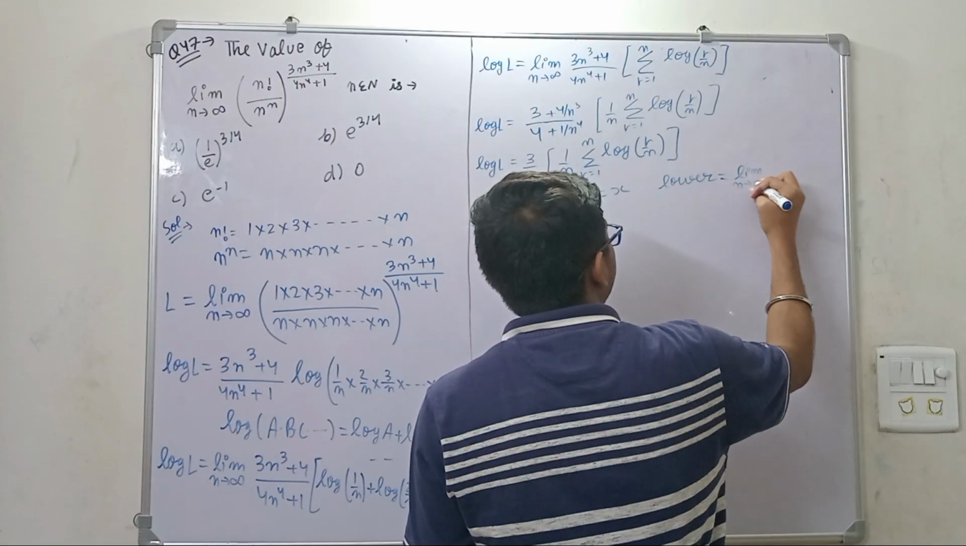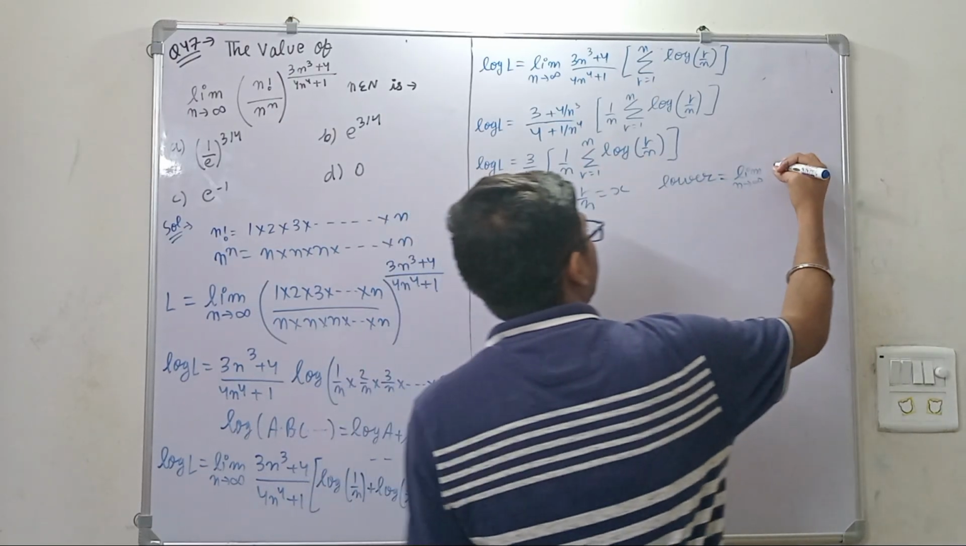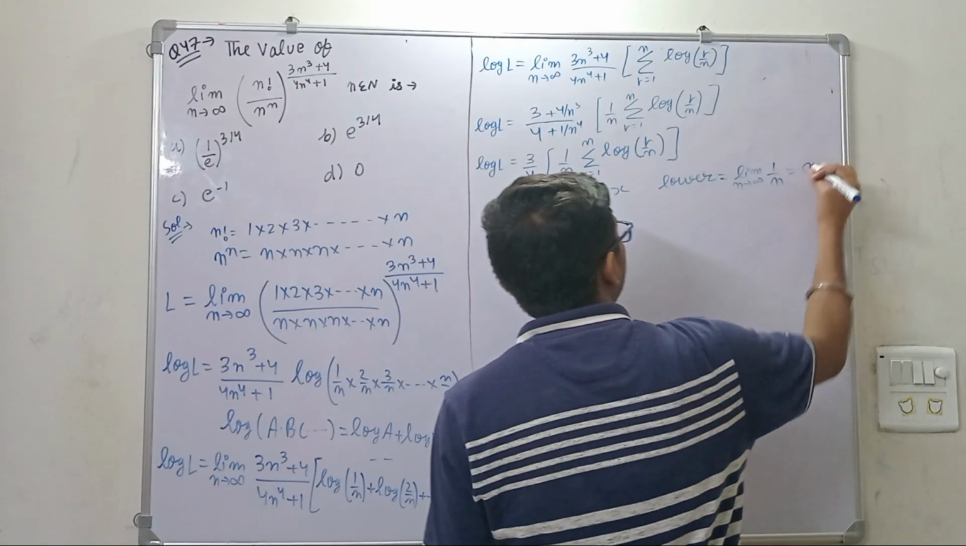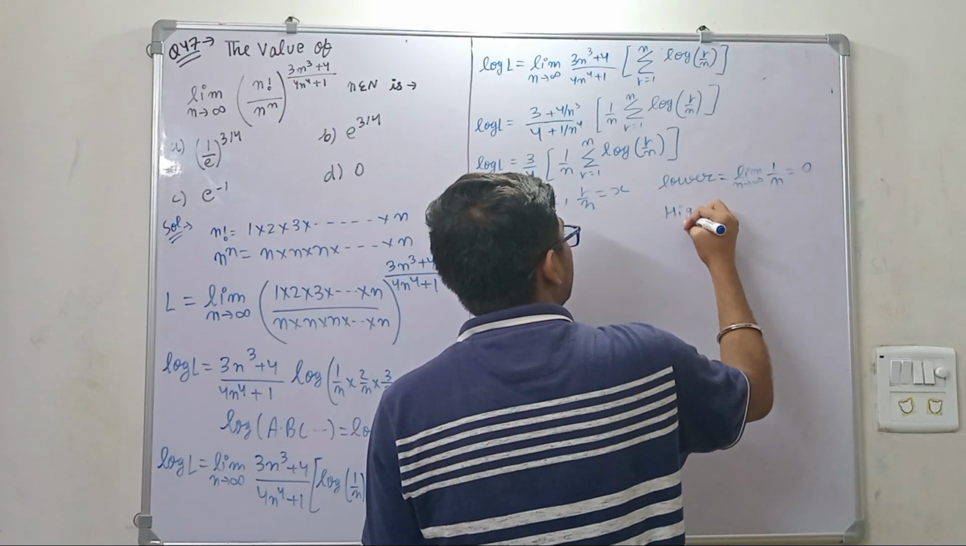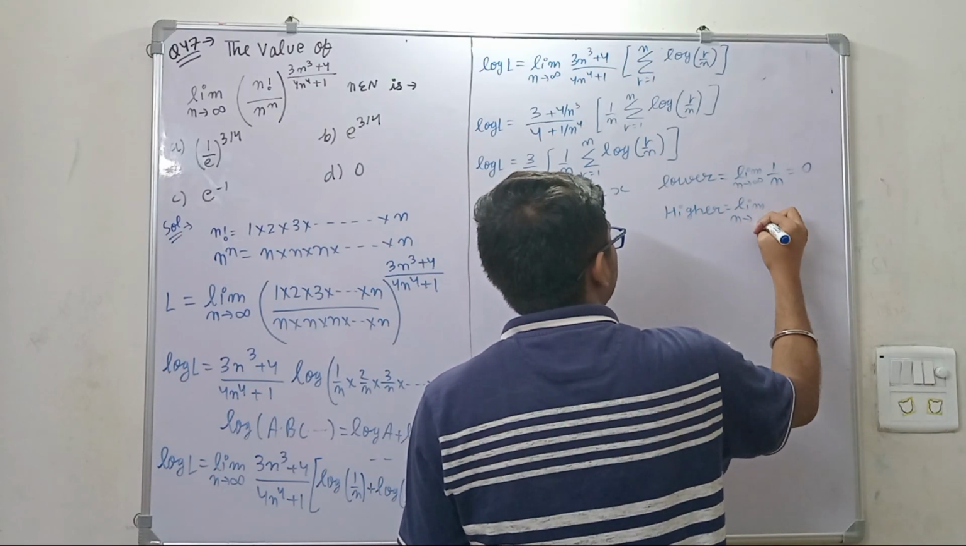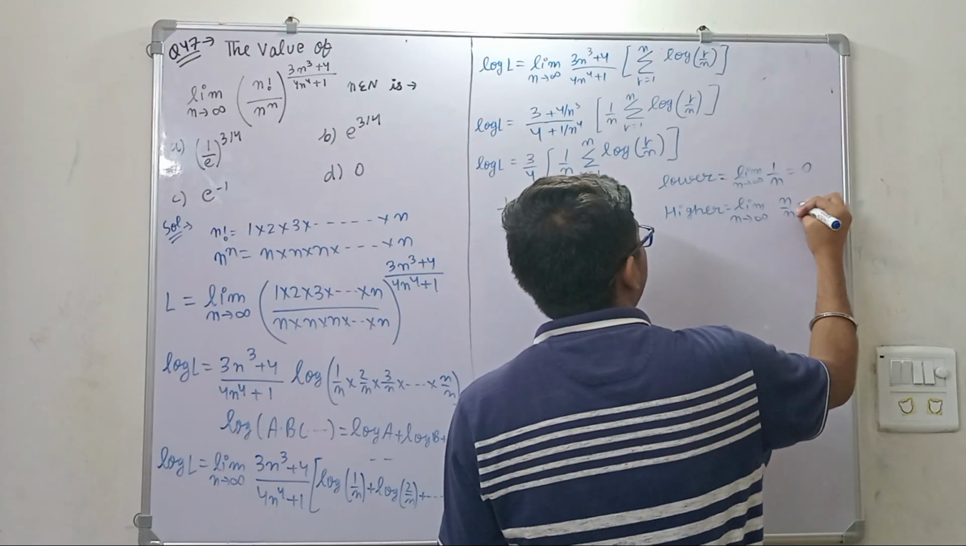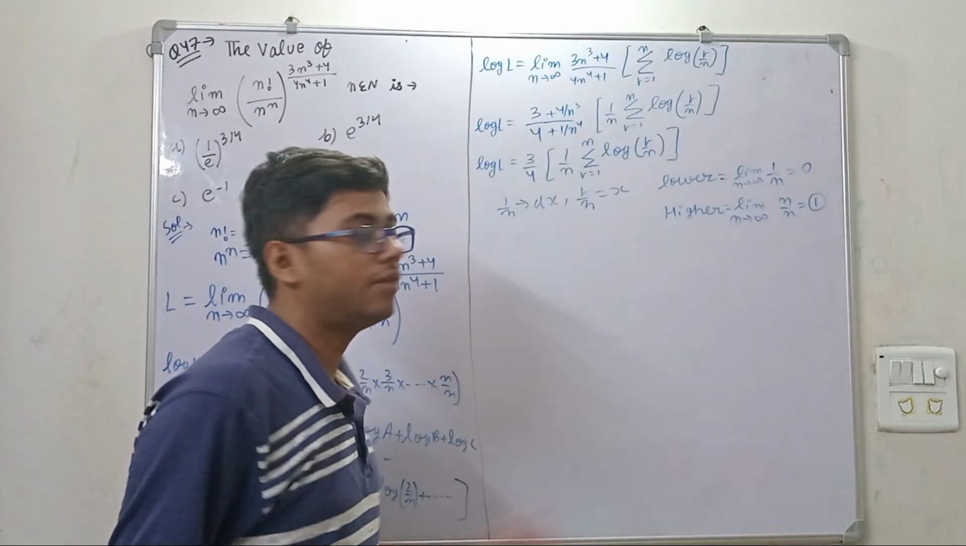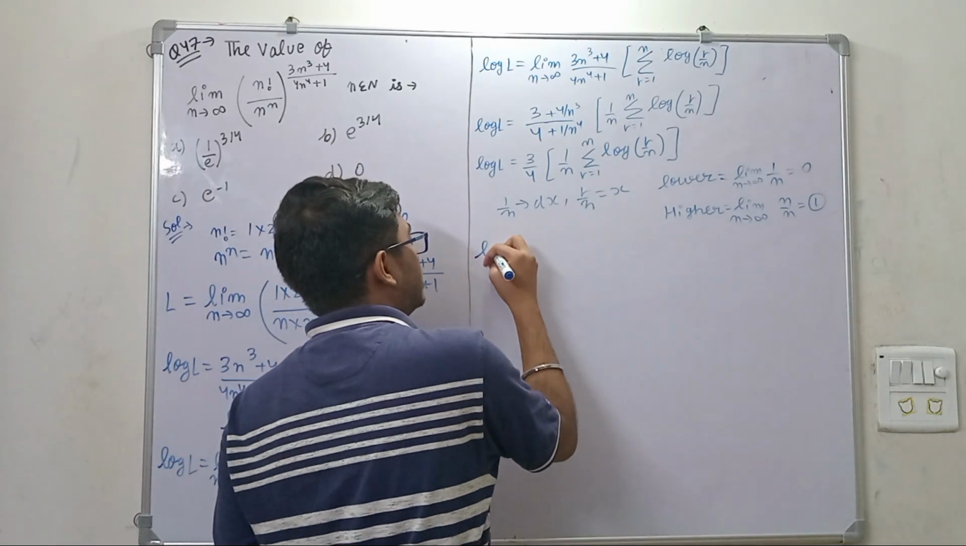Limit n tends to infinity of the limit upon n means this will be 0, and the higher limit will be limit n tends to infinity of n by n means this will be 1. Means we have to convert this into the integration.